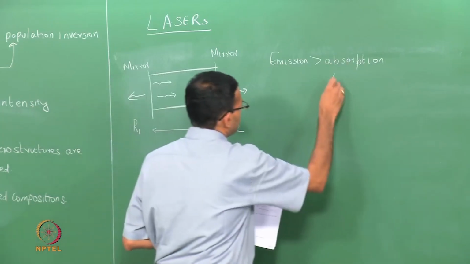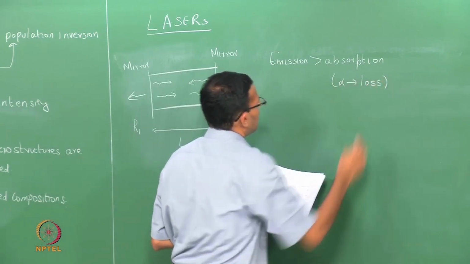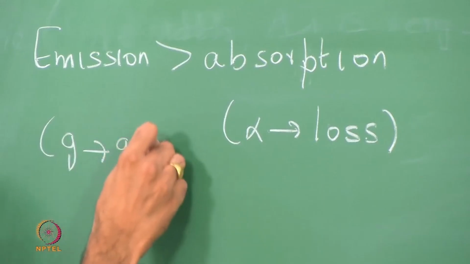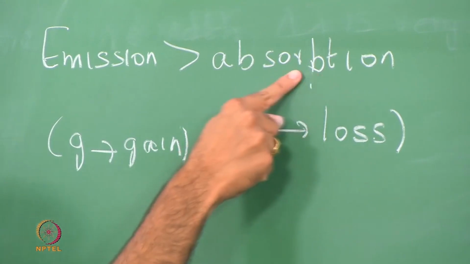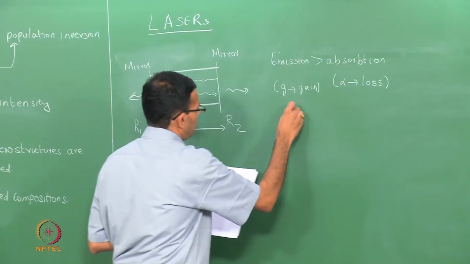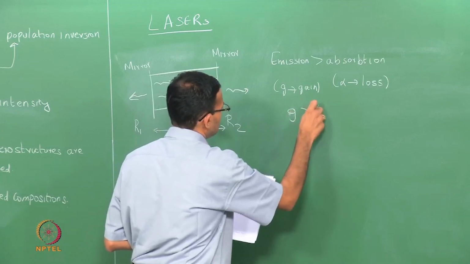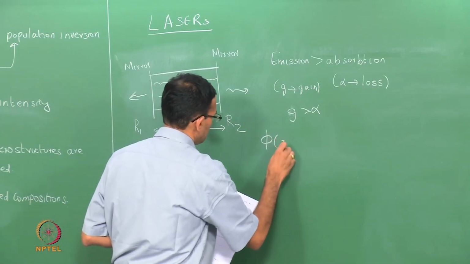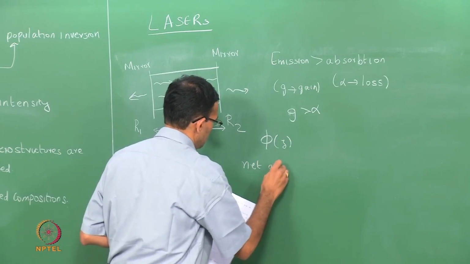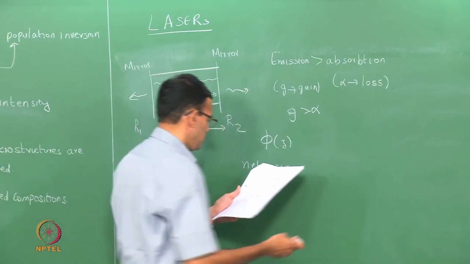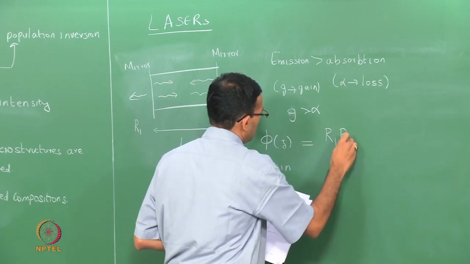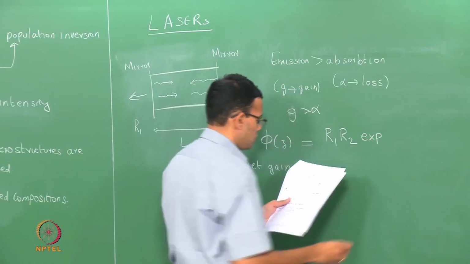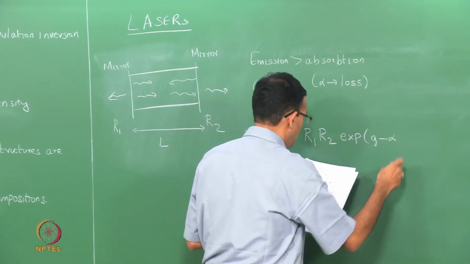So, if I define alpha as a loss due to absorption and G as the gain due to emission, G must be greater than alpha, your gain must be more than your loss, and then we define the net gain at a particular position Z. The net gain depends upon the reflectivity of the two layers times exponential G minus alpha over Z.